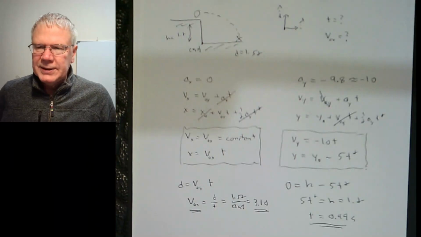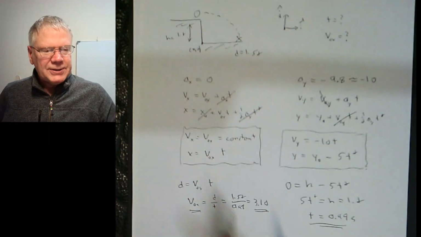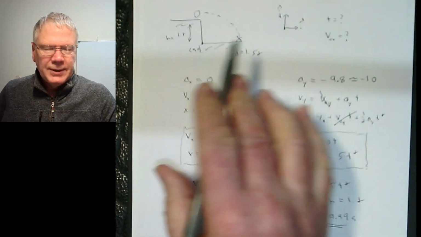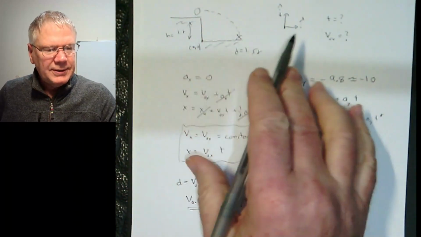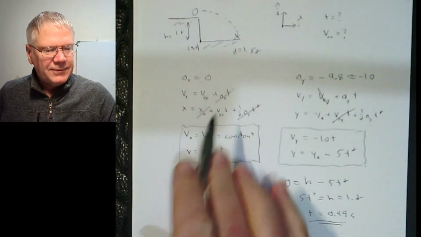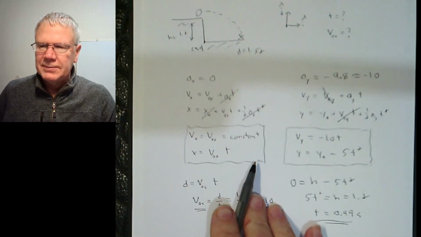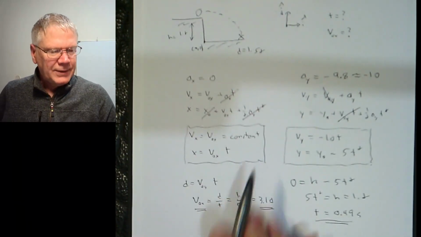So I found the two things. This one was a fairly easy problem. The main point is to start out with a diagram showing your origin, showing your coordinate system, and then take your full set of motion equations and reduce them to a math statement for this particular problem.